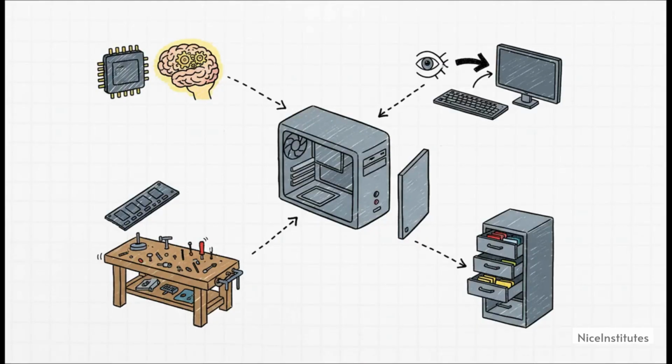So let's quickly break down that hardware. First, you have the CPU, the central processing unit. This is the brain. It does all the heavy lifting, all the calculations. Then you have RAM, or random access memory. Think of this like a workbench or your short-term memory. It holds whatever you're actively working on right now. Storage, on the other hand, is the permanent filing cabinet. It's where you put things away for the long term. And of course, you've got your keyboard, mouse, and monitor. Those are the tools that let you talk to the computer and let it talk back to you.